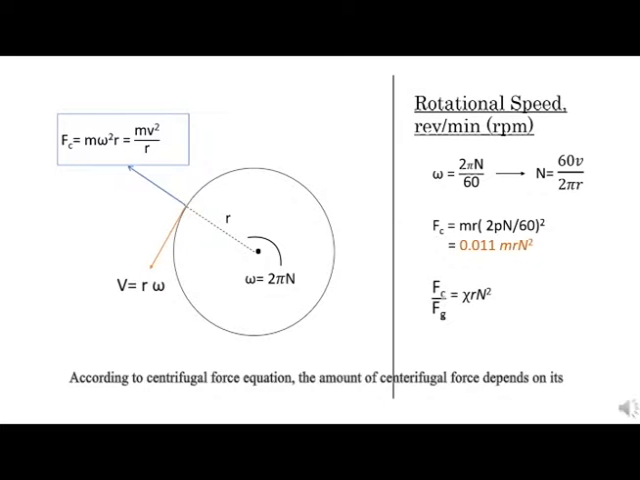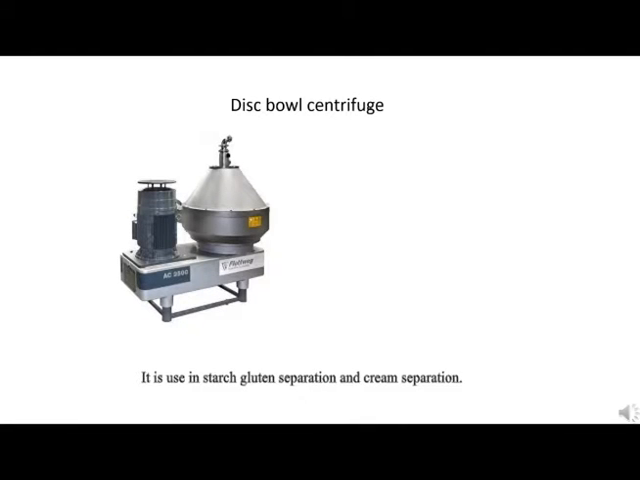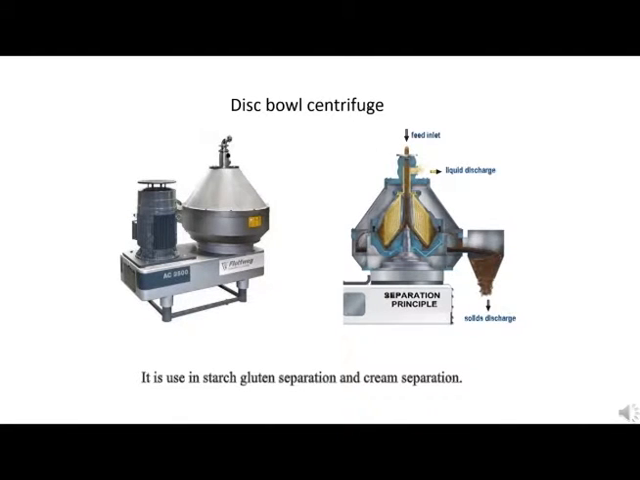According to the centrifugal force equation, the amount of centrifugal force depends on its mass and speed of rotation. With an increase in speed of rotation, even lighter material can settle down. An example of solid-liquid centrifugal separation is the solid-wall centrifuge. It is used in starch-gluten separation and cream separation.